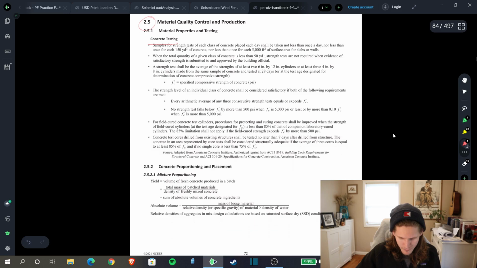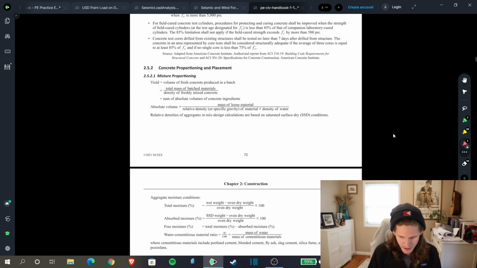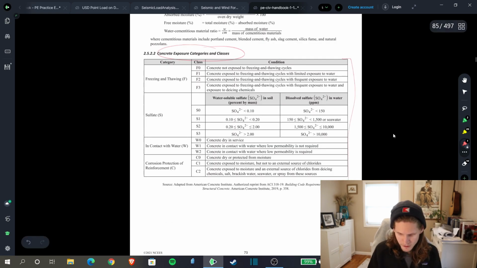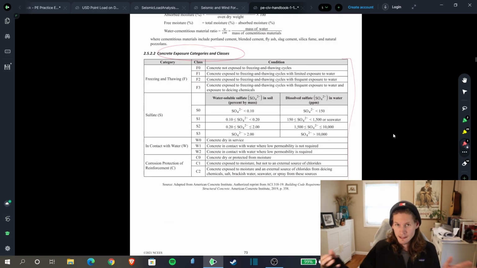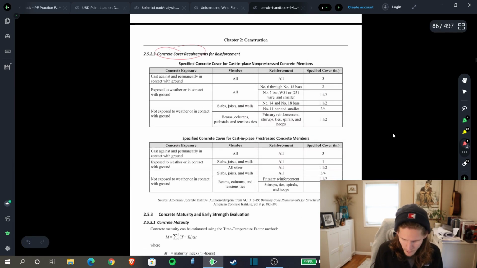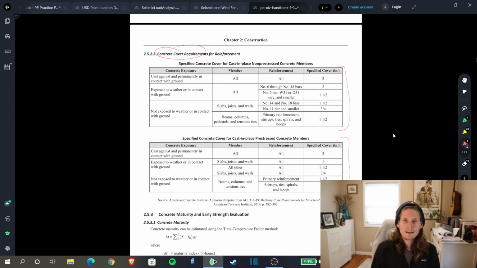So if you are provided these chapters, utilize them accordingly, because we get into concrete exposure categories in class, something that I use day-to-day in the professional world. And then right below that, you actually get into concrete cover requirements. Again, something that I think I use daily as a professional, something that I would recommend you study up on and understand, because they could be asking you questions.